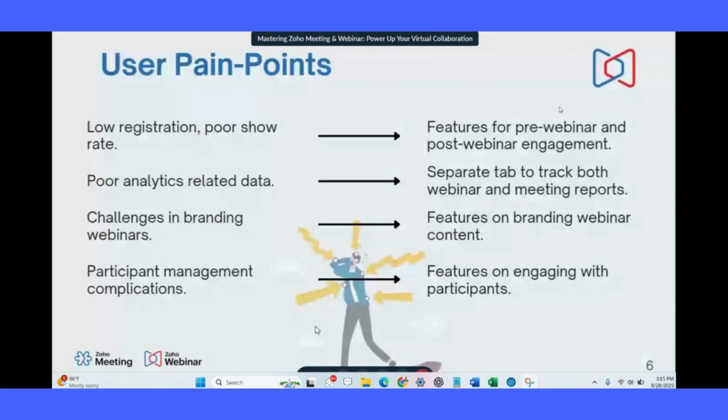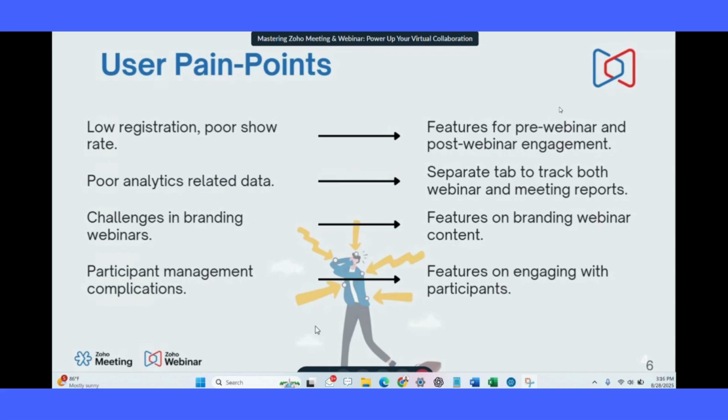So once again, going back to the pain points we discussed on a webinar platform, Zoho is able to overcome most of these pain points. Starting off with low registration or poor show rate, Zoho has features for pre-webinar and post-webinar engagement. And if there's an issue of poor analytics related data, Zoho has provided a separate tab to track both webinar and meeting reports. So this will help you to analyze what is going on in your meetings, or who joined your meetings, and so on.